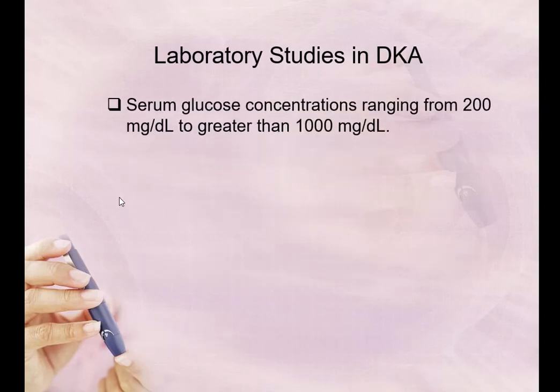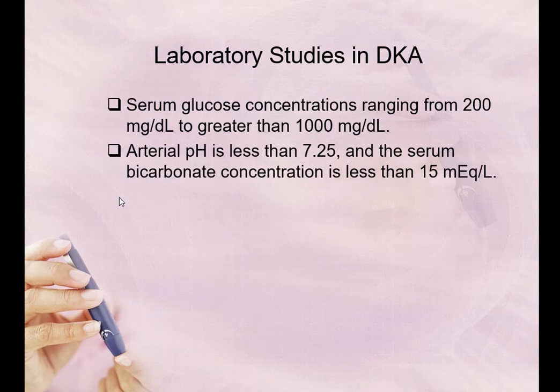Laboratory findings in diabetic ketoacidosis. First of all, serum glucose concentration ranging from 200 milligram per deciliter to greater than 1000 milligram per deciliter. Second, arterial pH is less than 7.25, and serum bicarbonate concentration is less than 15 milliequivalent per liter. So these three parameters are considered criteria for diagnosis of diabetic ketoacidosis.